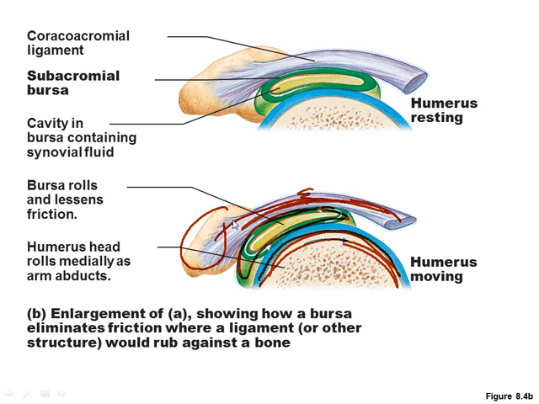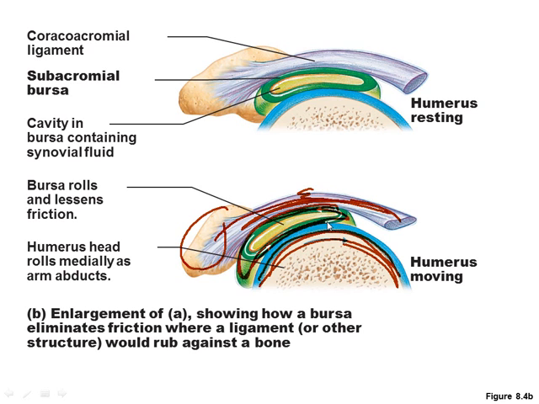So if you've heard of bursitis, that's inflammation of the bursa. Wherever you've got a ligament or a tendon or a muscle that's lying on top of a bone and there's a friction area, you're going to have a bursa. If that starts to thin out and break or bust, you get bursitis.